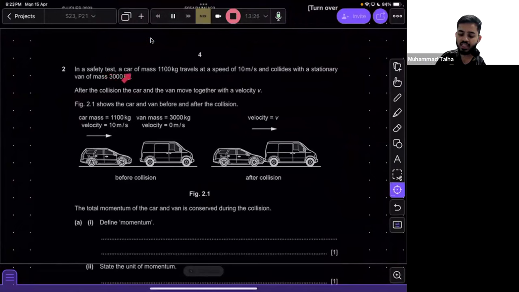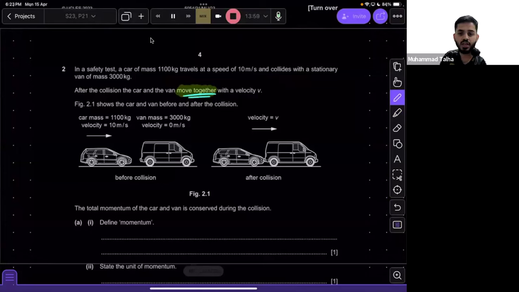In a safety test, a car of mass 1100 kg travels at a speed of 10 meters per second and collides with a stationary van of mass 3000 kg. After the collision, the car and the van move together with a velocity v. Moving together, sticking together, moving off together, these all hint towards a very specific case of the conservation of momentum cases, if you remember. When they move off together, it basically means they stick together.